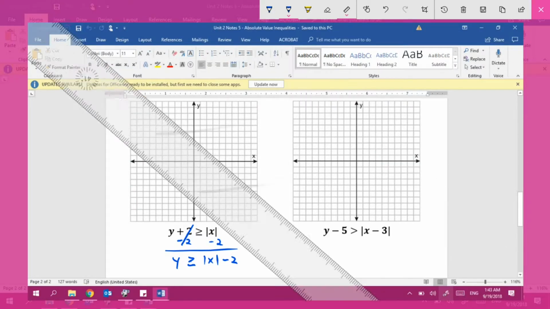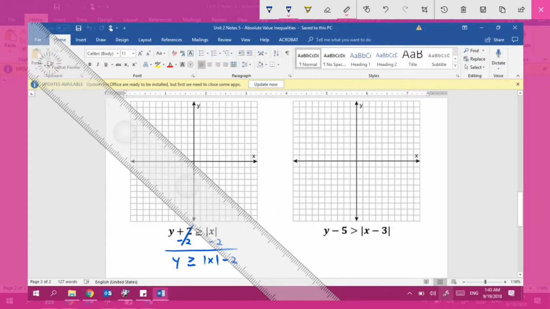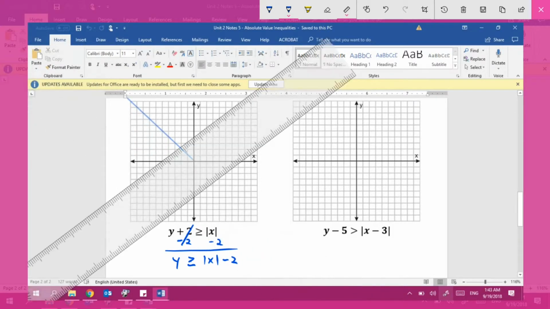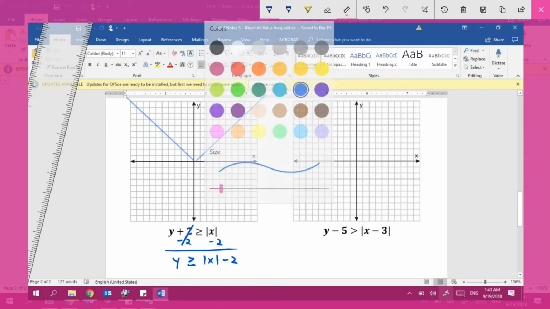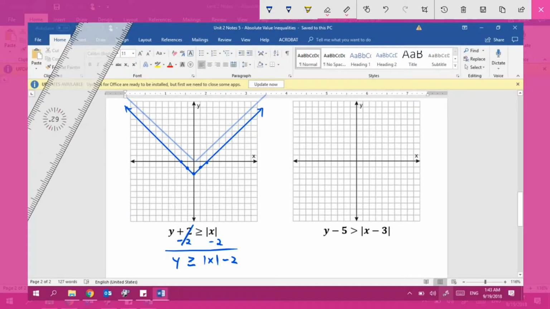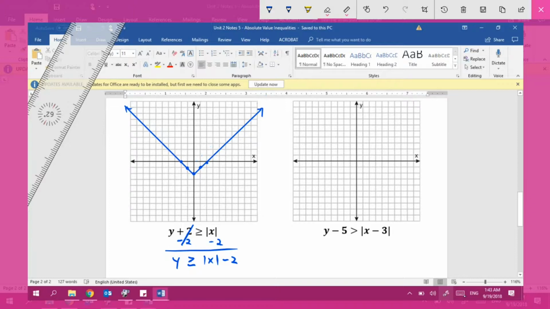So remember, I'll draw my parent function then shifted down 2 units. So my parent function looks like this. And now I'm going to shift it down 2 units. So I'm just going to pick some points and shift them down. Boom, boom, boom, boom. So my new graph is going to look something like this, okay?